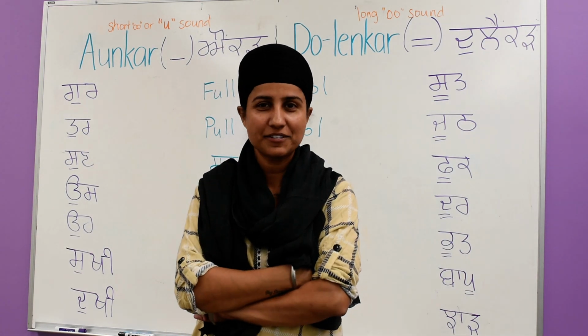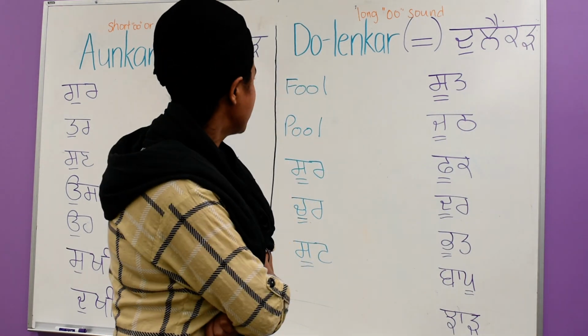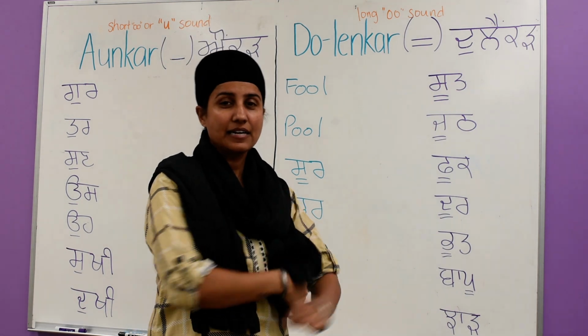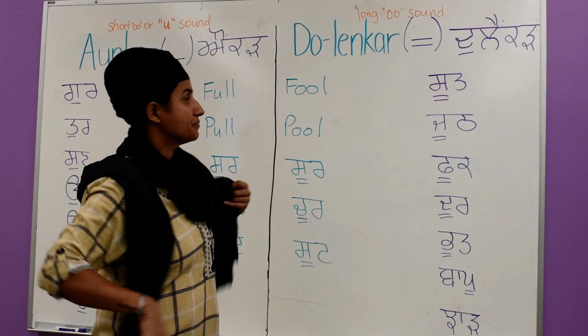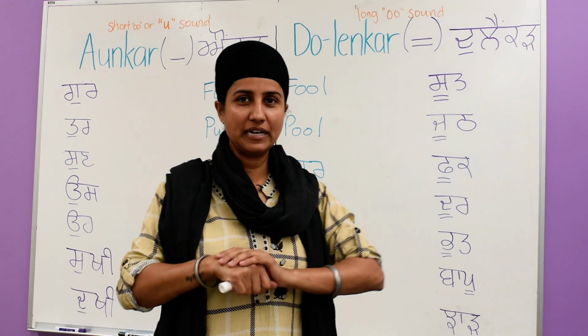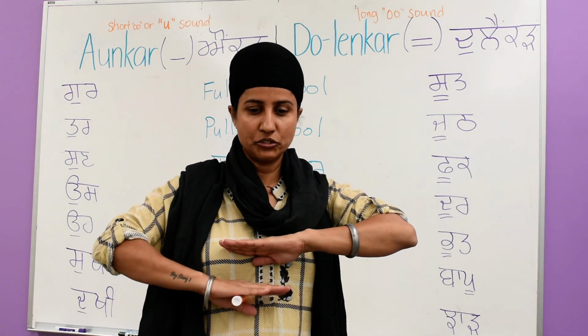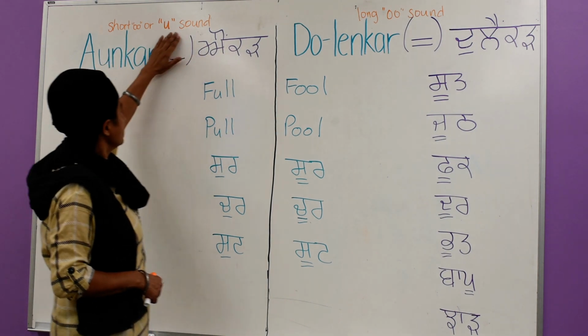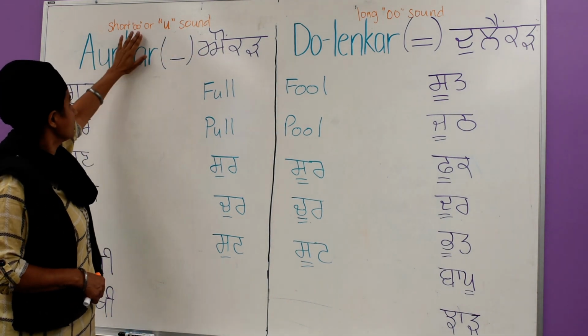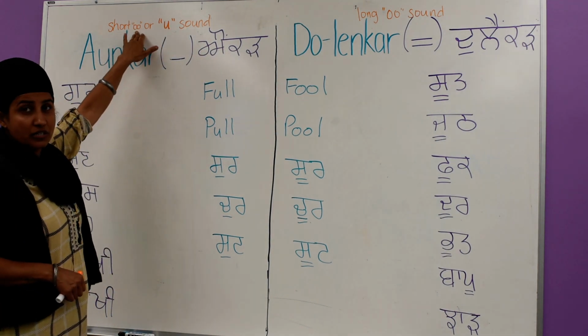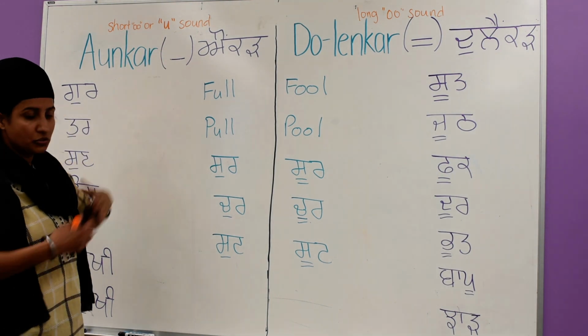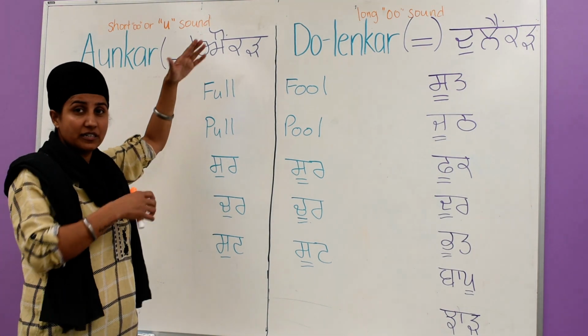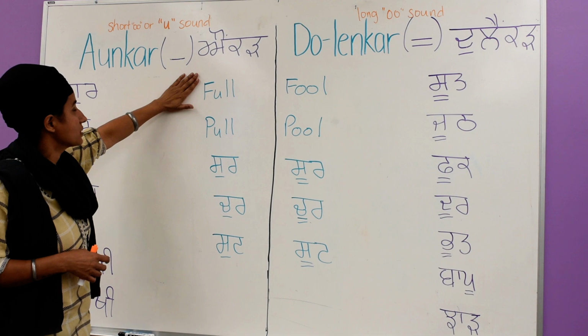Hello everybody. So today let's learn Aunkar and Do-Lenkar. The way I teach is one is Aunkar, two is Do-Lenkar. Aunkar is the U sound, or you can say short O sound. Either way, it's very hard to explain these sounds in English.